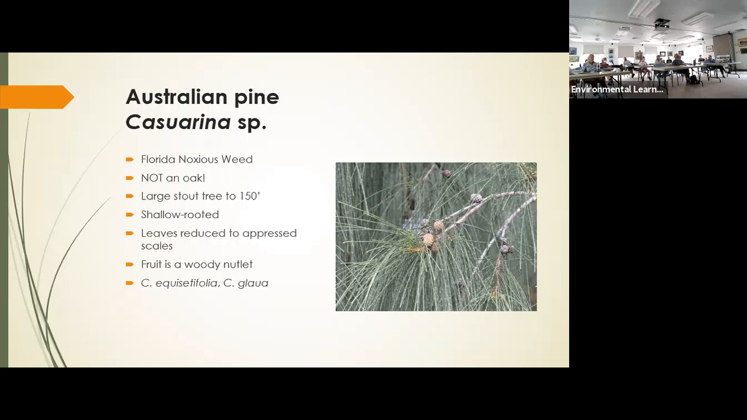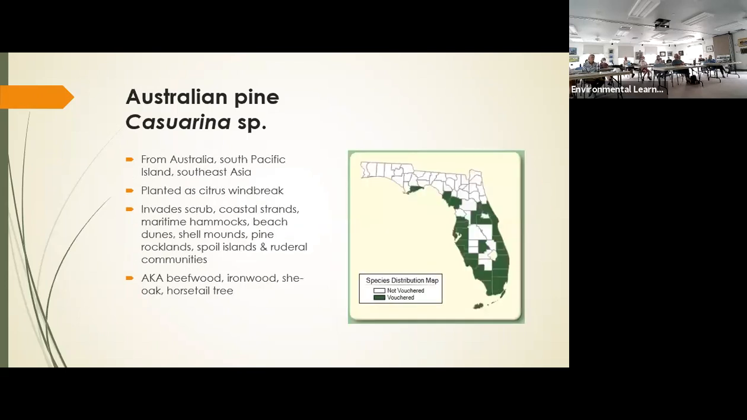They have a little woody fruit that people like to use for crafts and Christmas wreaths and things. There's multiple species. Two species spread by seed. The Cunninghamii is suckering. Next slide.